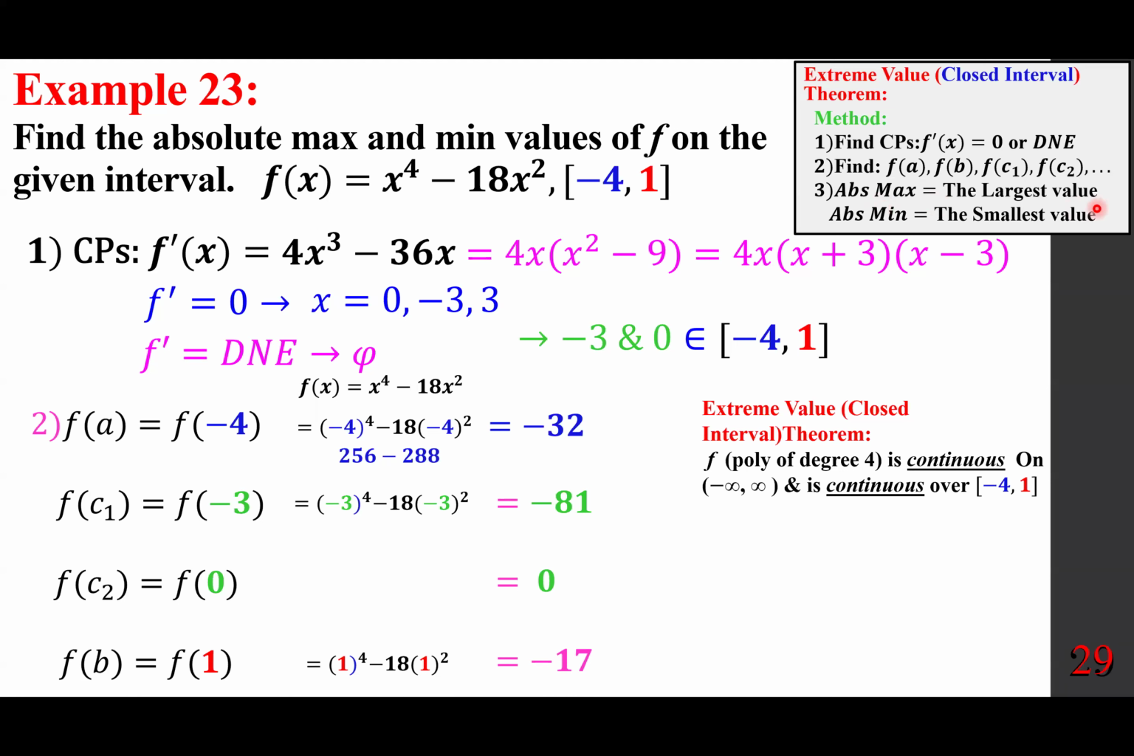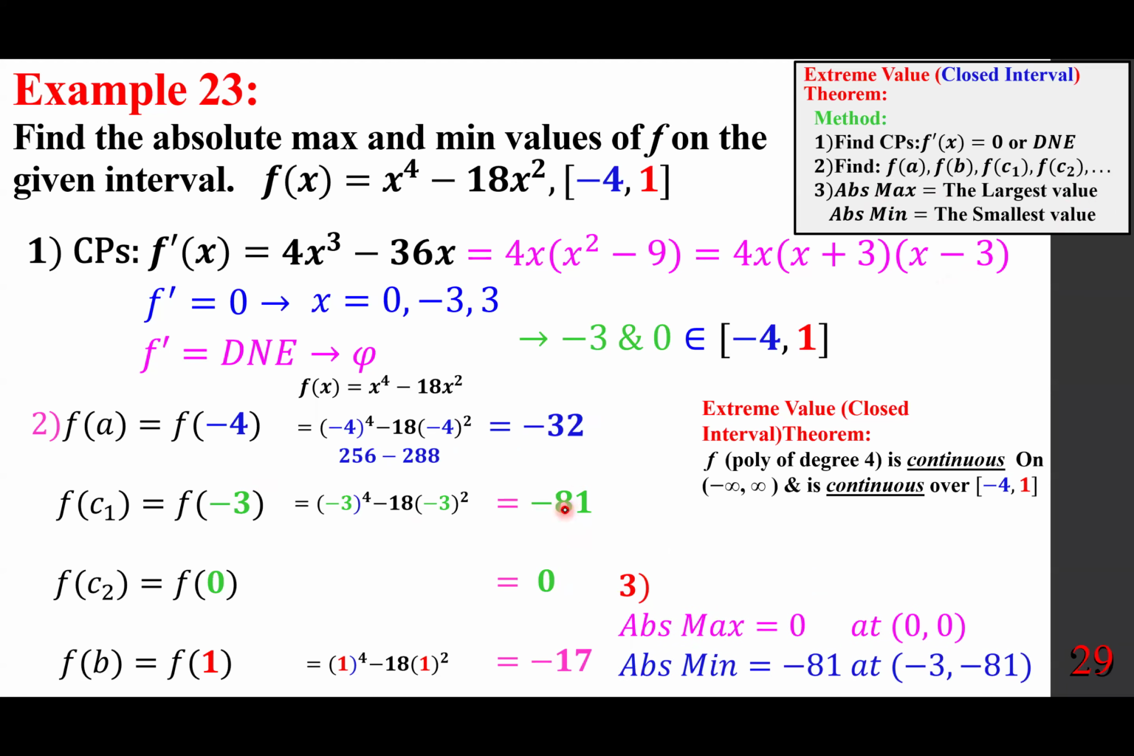Absolute max is the largest value. 0 is the largest value because the other ones are negative. Absolute max is 0 at this pair. Absolute minimum is the smallest value, which is negative 81 at this pair. This is the way I like to write it. But you write accordingly the way they give you, therefore you can get full credit. Absolute max is 0 at 0, 0. Absolute minimum is minus 81 at negative 3, comma, negative 81.